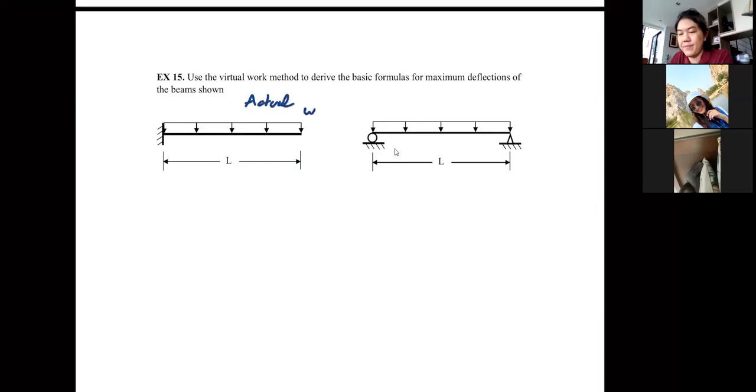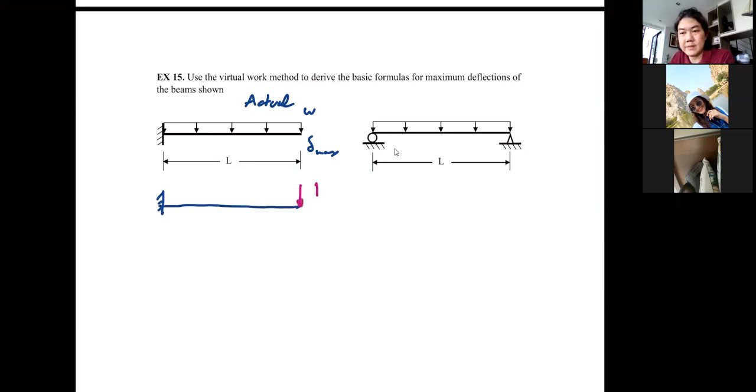So we're going to come back here and we'll try to use the virtual work to solve for the deflection of this beam. Now, remember we did use the moment area method the last time. So let's say you now know that this is the actual load case, and this is W. To calculate the delta max here, we now need to apply the unit load where we want to know the deflection and in the direction that we want to know as well. So in this beam, our virtual load is going to be applied here.